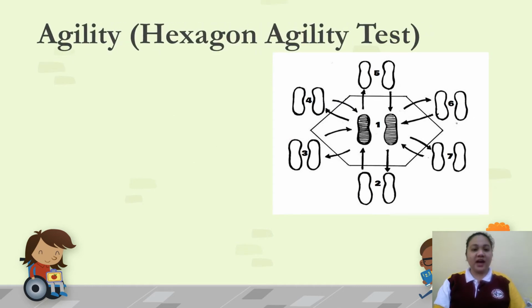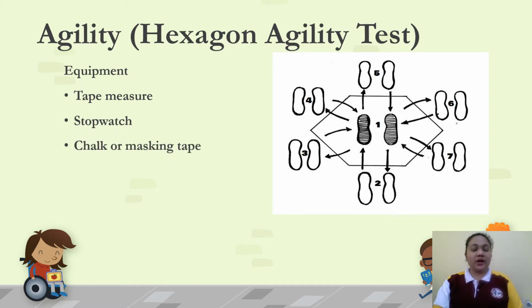Okay, then we have the agility. Agility refers to the ability to move in different directions quickly using a combination of balance, coordination, speed, strength, and endurance. Here, we make use of the hexagon agility test, which measures the ability of the body to move in different directions quickly. So, in this activity, we need a tape measure or any measuring device. Then, we have a stopwatch and chalk or masking tape.